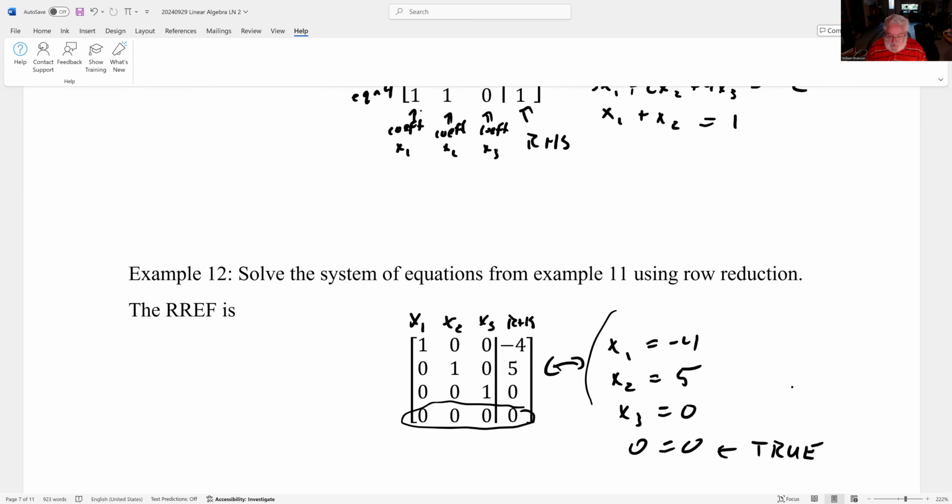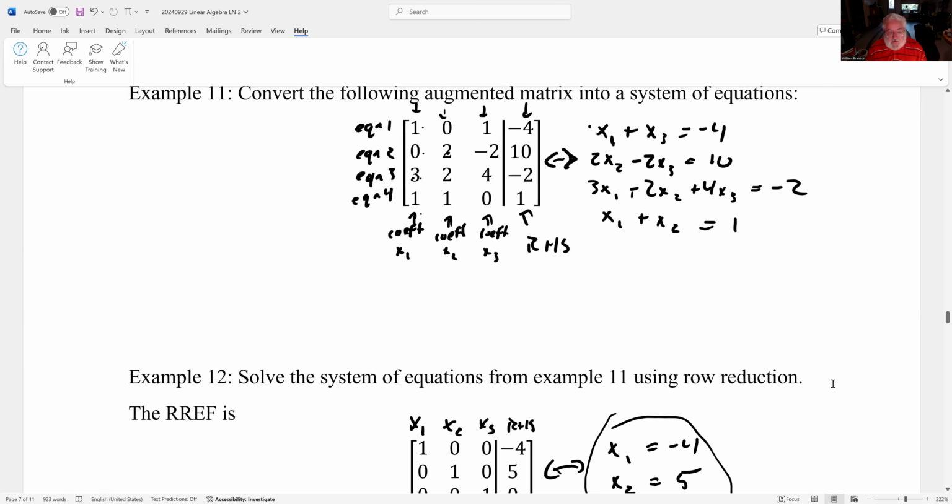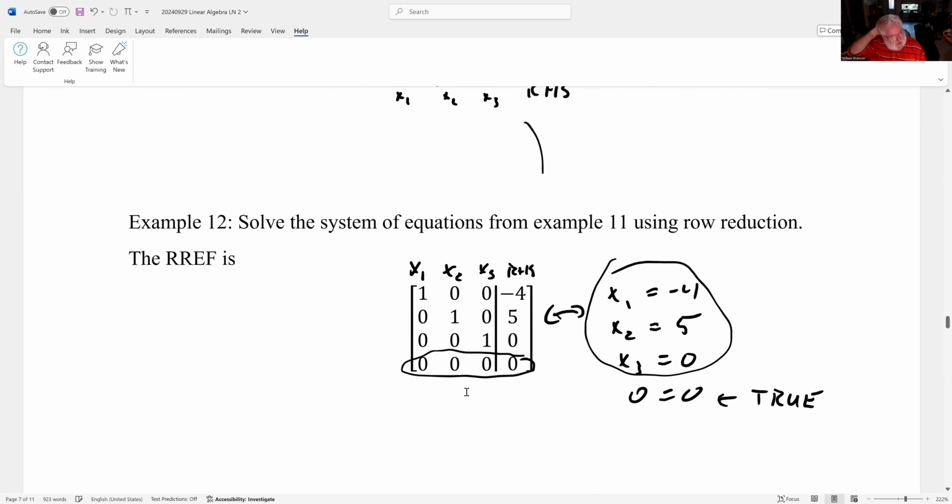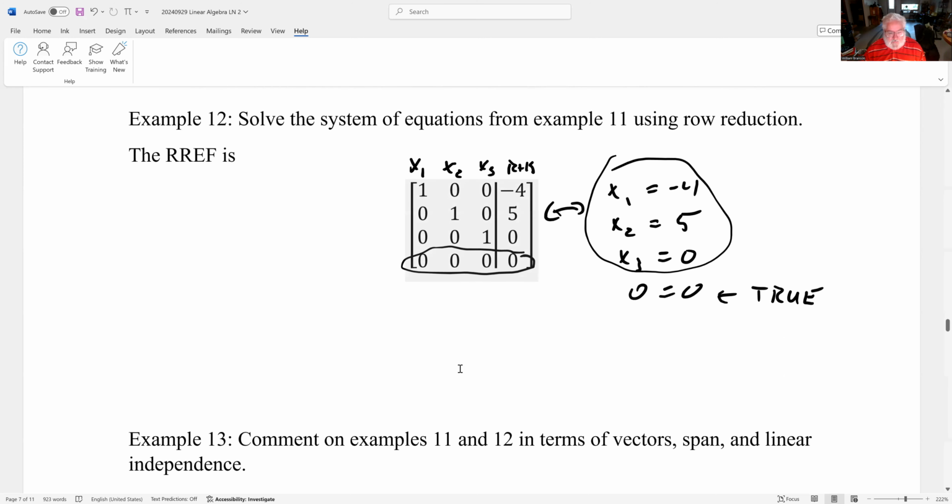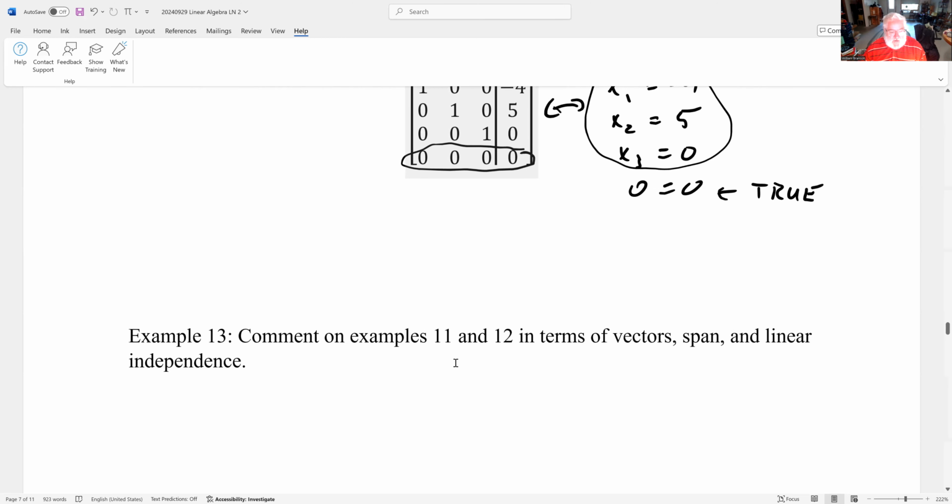This is your solution to the equation. And you could say that it's -4 times this vector plus 5 times this vector plus 0 times this vector is equal to that vector. So the reduced row echelon form quickly gets you the result. Generally, in doing the homework or something, use a calculator online to get the row reduced echelon form. We're not particularly interested in how well you can do arithmetic.